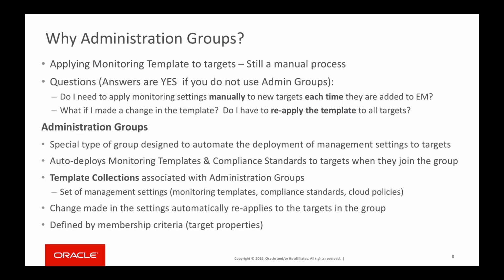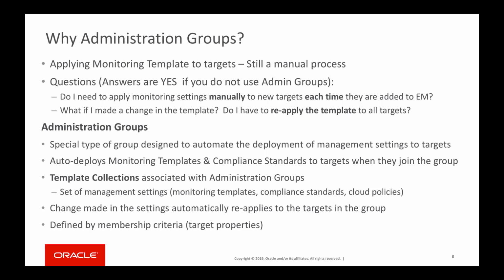So that's where the admin group comes into play. An administration group, or admin group in short, is a special kind of group that is designed on purpose for automating the deployment of monitoring settings and compliance standards, especially to a large number of targets. So using an admin group, when a target is added to the group, EM automatically deploys the monitoring template to the newly added targets.